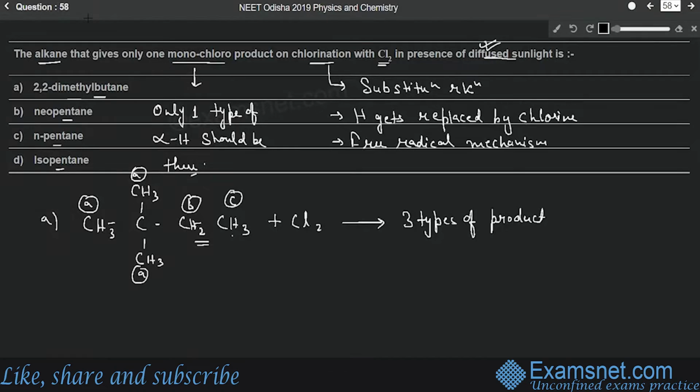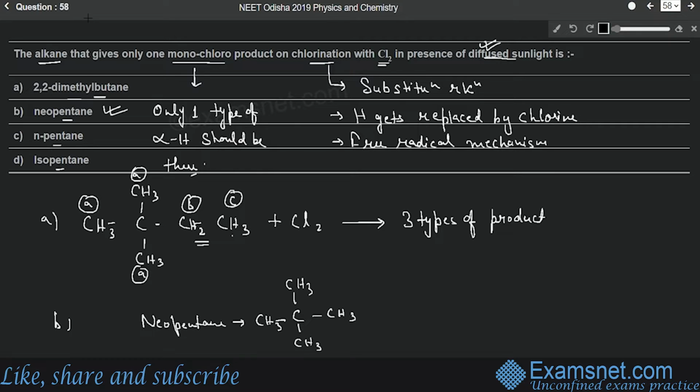Now if we consider the second option, we have neopentane here. So let's draw the structure of neopentane. That means one carbon this side, then CH3, CH3, CH3 and CH3. So here you can see that all are the same type of alpha hydrogens. That means no matter which hydrogen is replaced, it will lead to the formation of only one type of product. So the correct option will be B, that is neopentane.